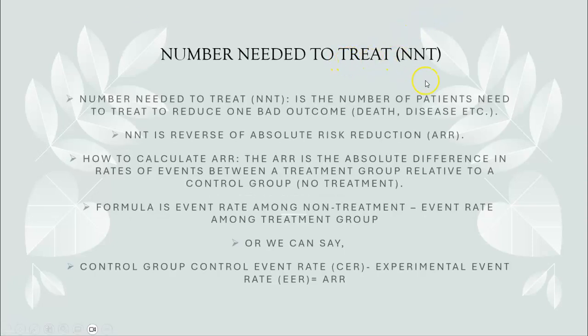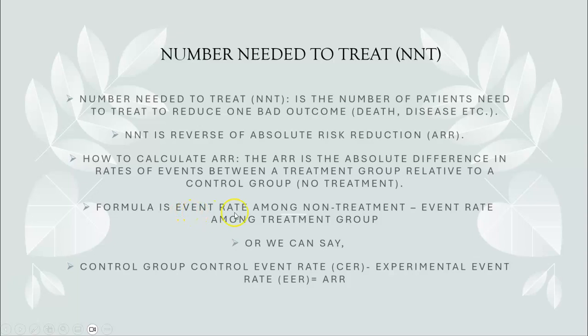Number needed to treat is the number of patients needed to treat to prevent one bad outcome. This bad outcome can be like death or disease. Number needed to treat is the reciprocal of the absolute risk reduction. So how do we calculate absolute risk reduction? The absolute risk reduction is the absolute difference in the rates of an event between a treatment group and a control group who never received any treatment.